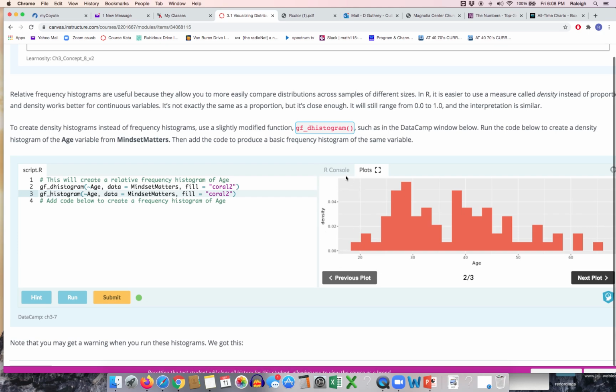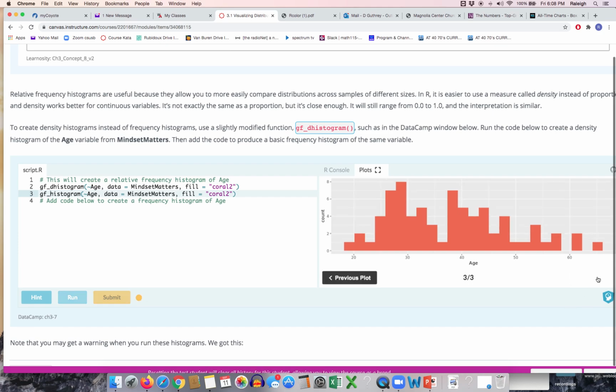And number 2 is the same as number 1 because nothing happened. But then we go to the next plot, and it's the same shape. You should notice it's the same shape. But now we've got the counts back. Counts are back. So that's what happened without the D. The D says density, proportion. And this one does not. This goes for regular counts.